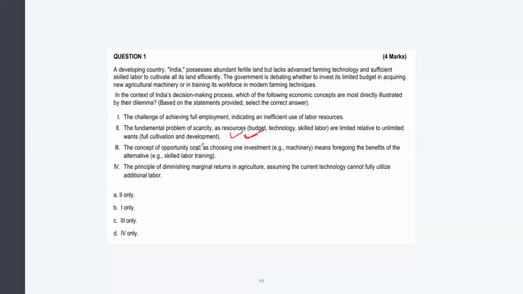The concept of opportunity cost is choosing one investment, machinery, means foregoing the benefits of alternative skilled labor. This one also sounds a little bit correct because there is opportunity cost. When you choose one specific thing, you have to forego the benefits of the alternative. Then the last one, the principle of diminishing marginal returns in agriculture, assuming that the current technology cannot fully utilize additional labor. This one also is wrong. There's nothing that is talking about that.